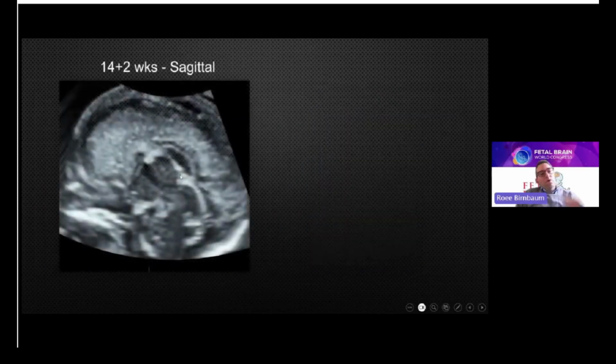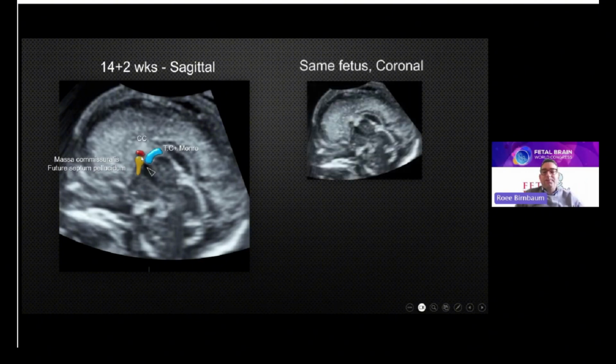Now, after you go over 14 weeks, towards 14 and a half weeks, again, you can see the falx very nicely, and then you can see the tela choroidea and the fluid that comes from the Monro, the choroid plexus of the roof of the third ventricle. You see the massa commissuralis, the gray cellular area, and above this area, you can clearly see the hypoechoic fibers of the corpus callosum crossing from one side to another.